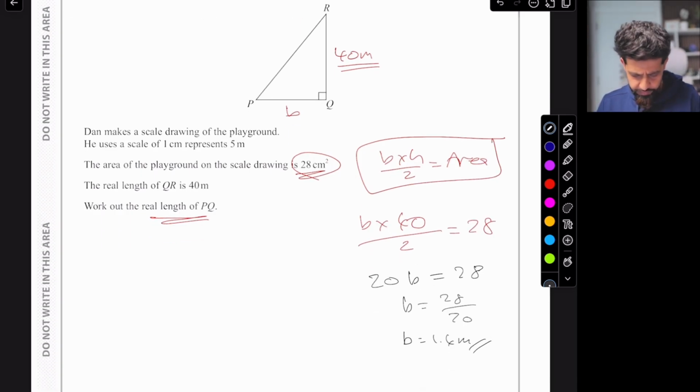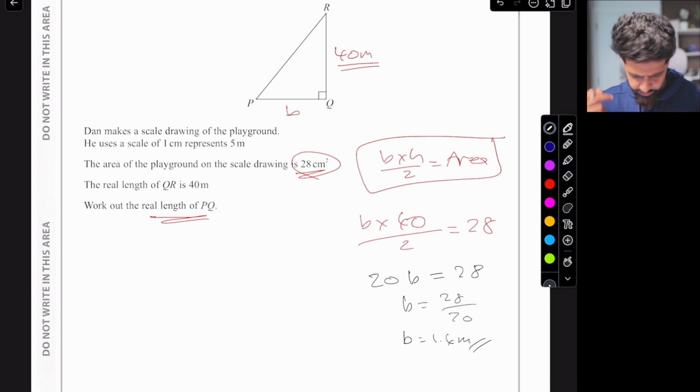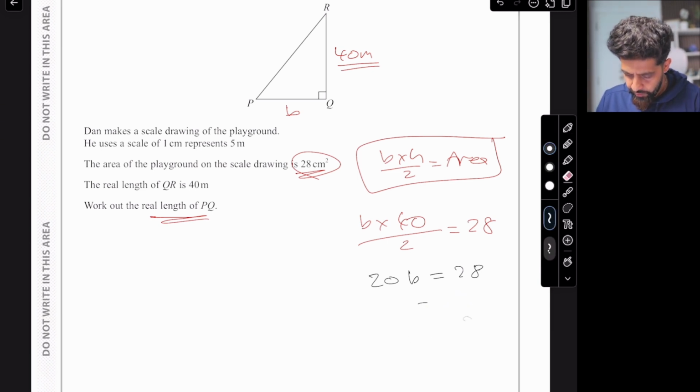Did I get that correct? 40 divided by 2 is 20, and 28 times by 2. Damn. All right, sorry. So now you've got 20b right here.